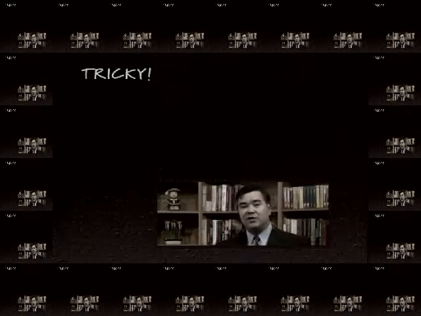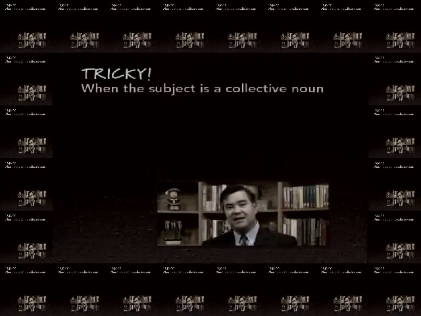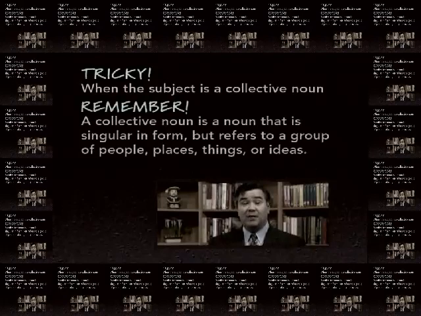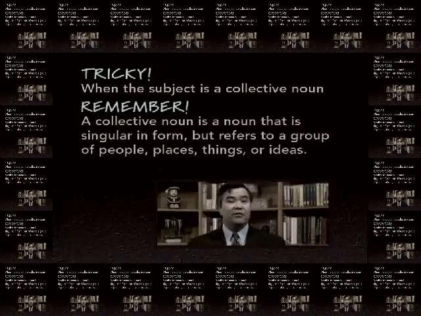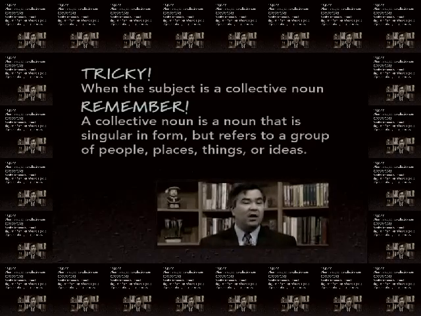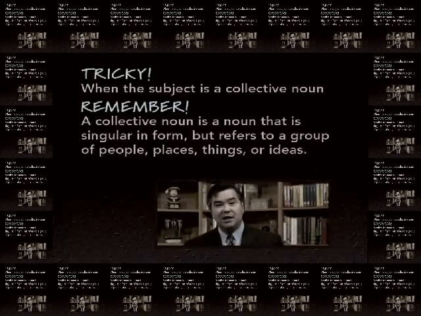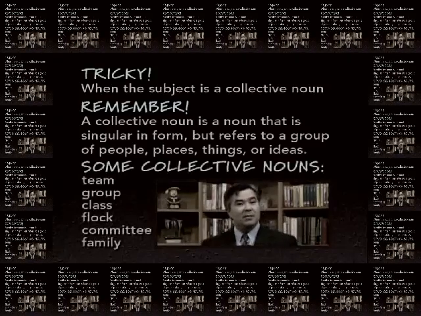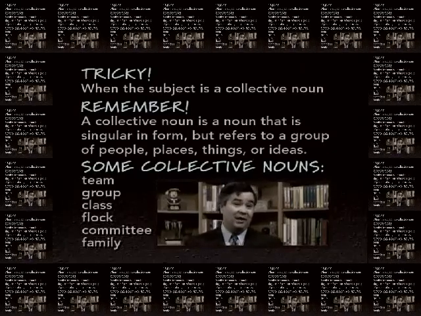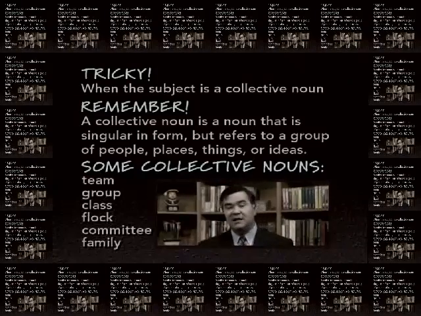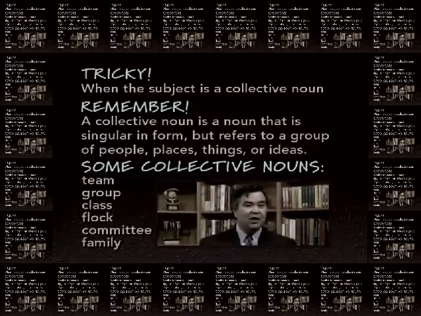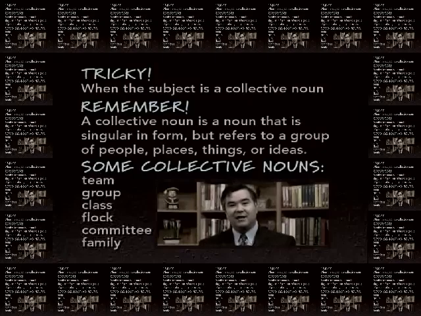Here's another tricky situation for subject-verb agreement. In some sentences, the subject of the verb is a collective noun. Now, what is a collective noun? A collective noun is a noun that's singular in form, that is, it usually doesn't end in S or ES, but which refers to a group of people, places, things, or ideas. Some examples of collective nouns are team, group, class, flock, committee, family. I think you can see that in each of these cases, the word refers to a number of people who are all gathered together under a single word. And that's why we call these collective nouns.